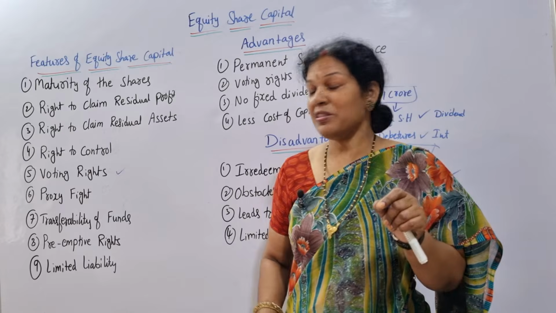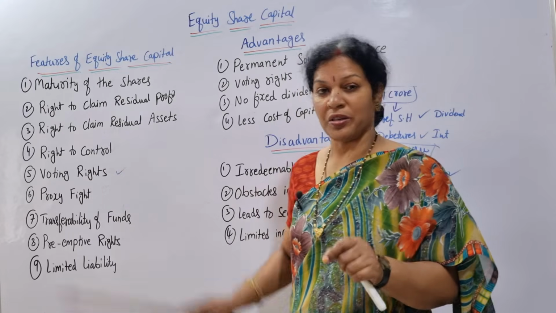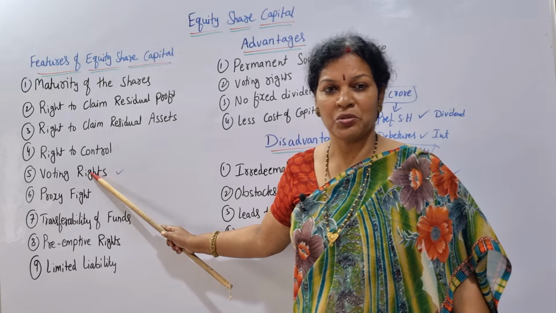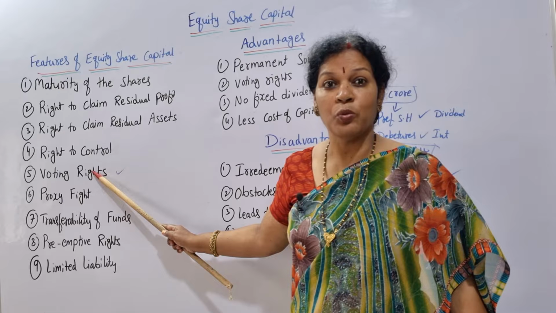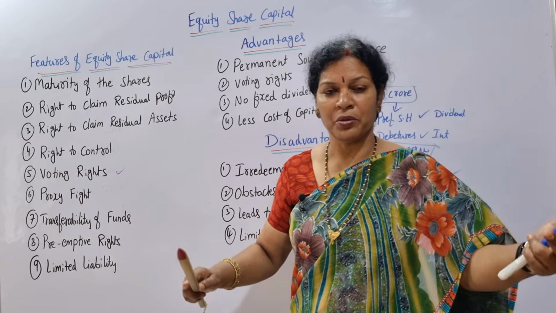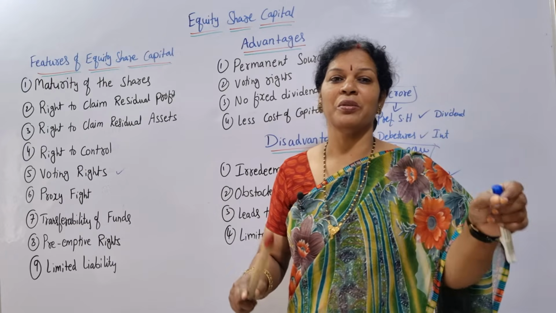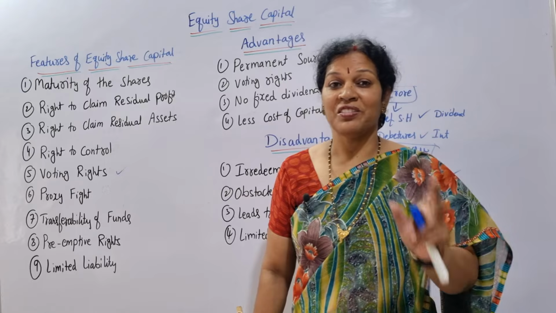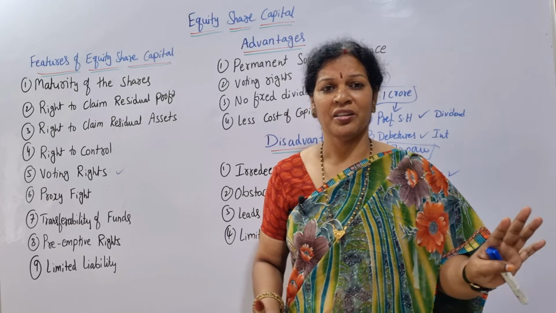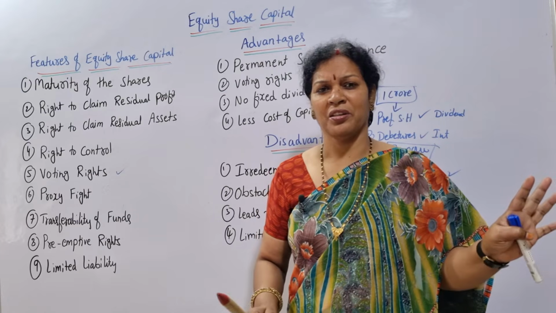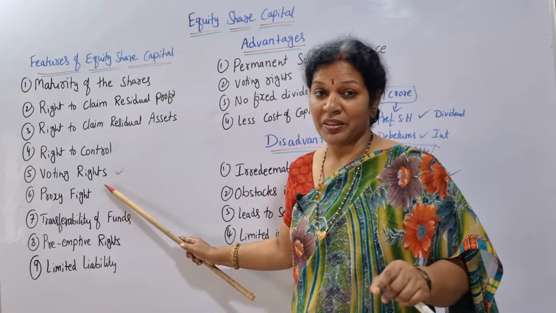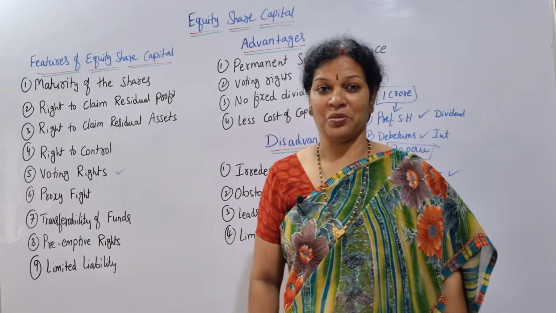Now let me connect this point to the right to control. When they are electing, they have the right. Then automatically they have the control over the organization also. They can decide who will be the directors, who will be the best directors, and what they want to do. Ups and downs, all these things are possible in the hands of the equity shareholders, not the preference shareholders or debenture holders. Preference shareholders, no right at all. Debenture holders, no question at all. So only these equity shareholders have the voting right. When they have the right, they have the control over the organization also.